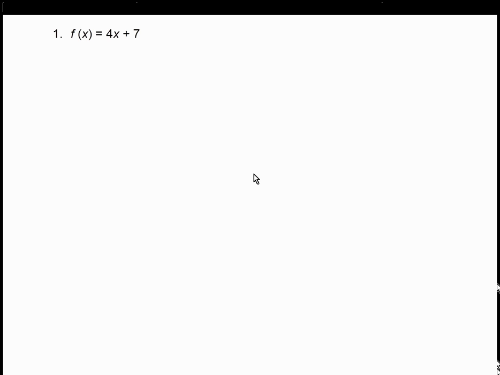Here's our first one. I've got f of x equals 4x plus 7. Remember, this is a line. It's not a vertical line, it's not a horizontal line, so it is one-to-one. Step 1. We're going to replace f of x with y. So I'm starting with f of x equals 4x plus 7. When I replace f of x with y, I will have y equals 4x plus 7.